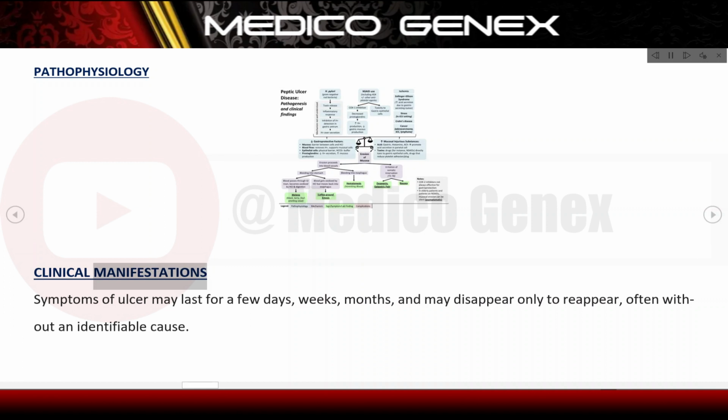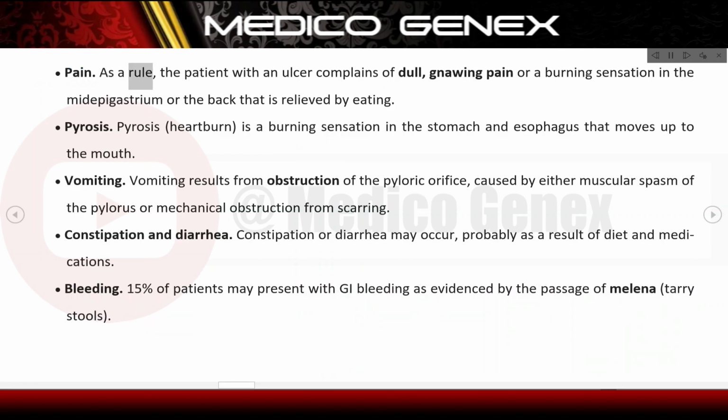Clinical manifestations. Symptoms of ulcer may last for a few days, weeks, months, and may disappear only to reappear, often without an identifiable cause. Pain. As a rule, the patient with an ulcer complains of dull, gnawing pain or a burning sensation in the mid-epigastrium or the back that is relieved by eating.